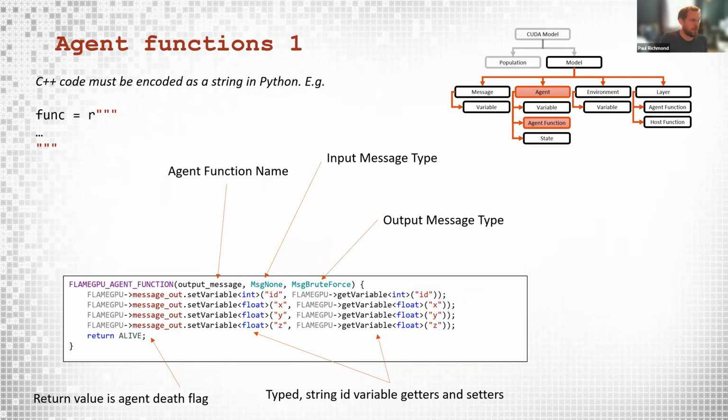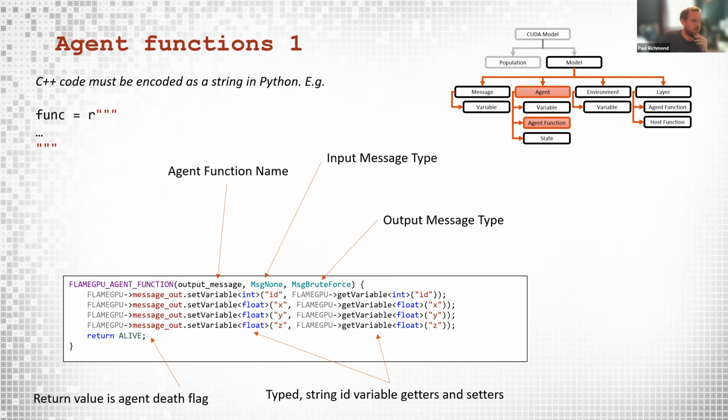Here's a really simple example of a FLAME GPU agent function. This is our output message function. It uses this FLAME GPU singleton to access the message out object, and then we can set particular variables. We can retrieve variables from a particular agent. Each function represents the function occurring on a single agent instance within the simulation. So when you say FLAME GPU get variable, it gets the unique variable associated with any particular agent within that population.